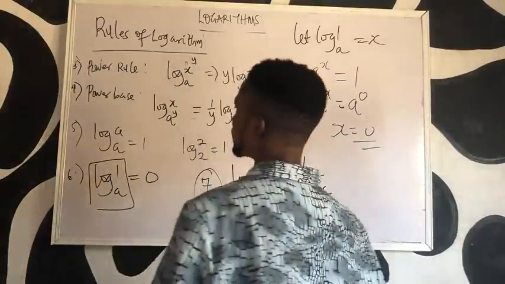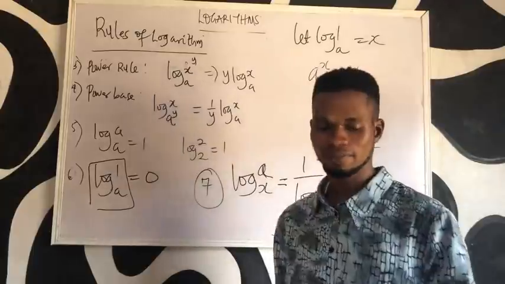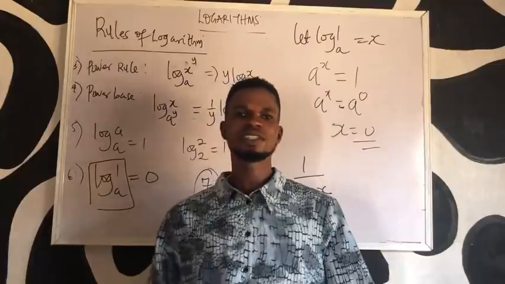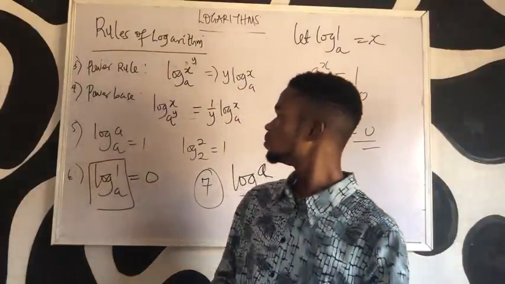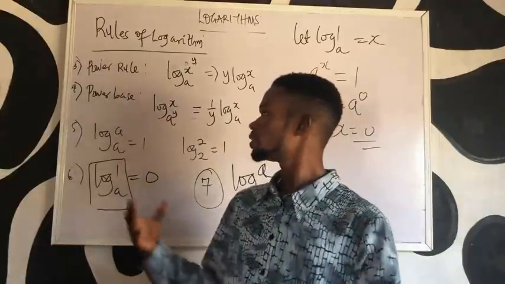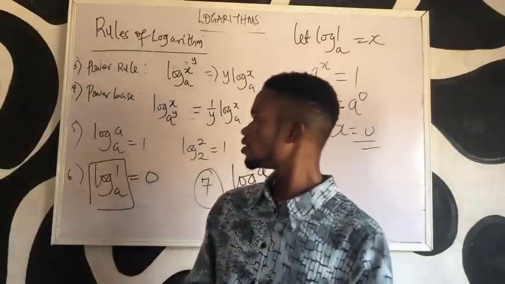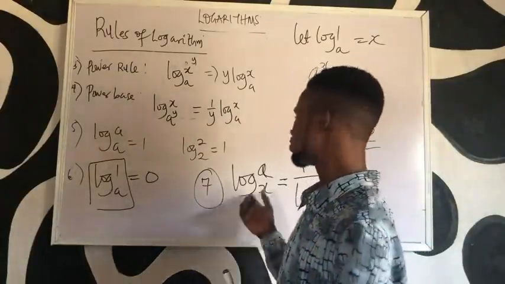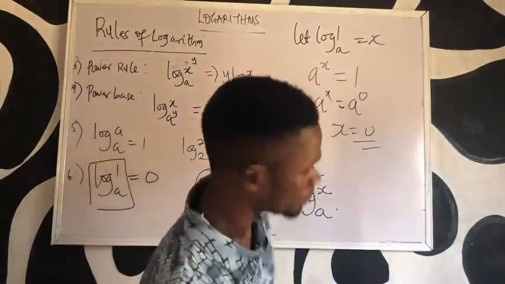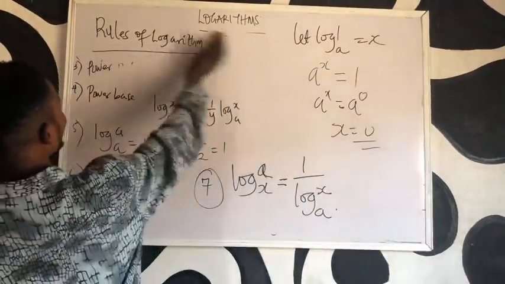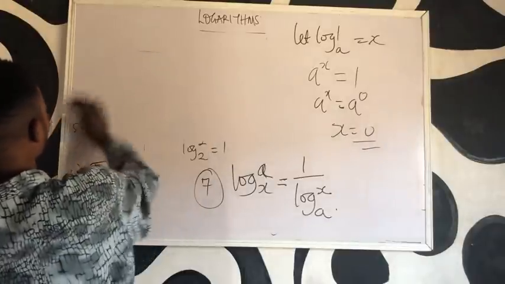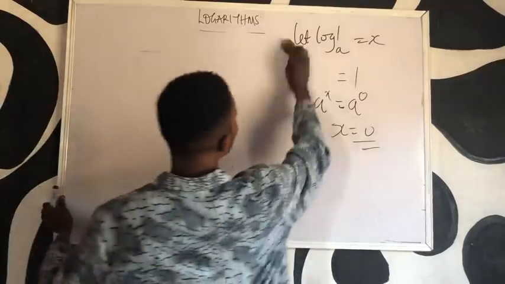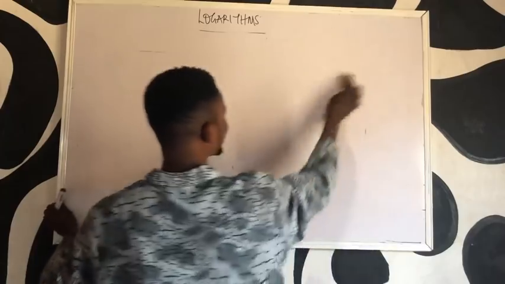So the rules of logarithm: we talked about the multiplication or addition rule of logarithm, the division or subtraction rule of logarithm, the logarithm of a number to its own base, the power rule, the reciprocal law, and the logarithm of 1 to any base. Let's take some examples under logarithm, then we apply the rules of logarithm.